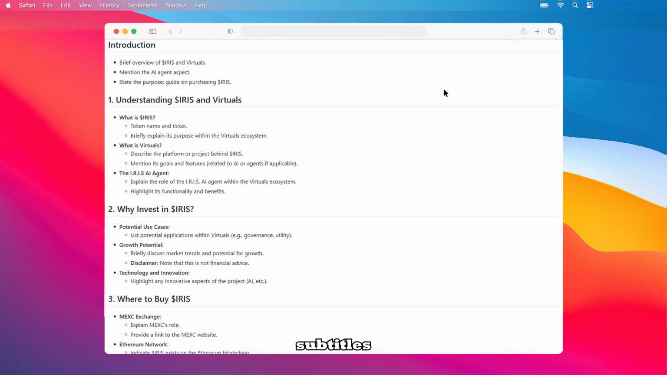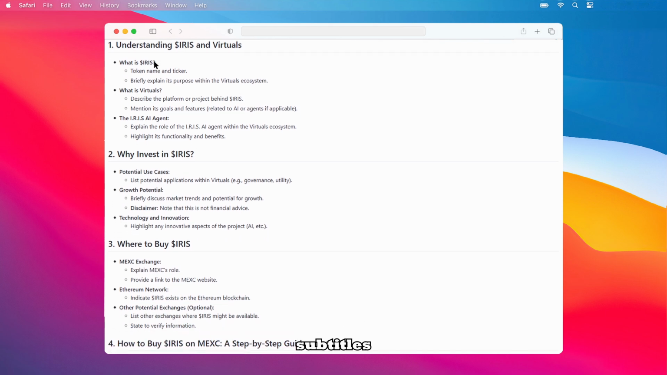First, let's understand what $IRS and virtuals are. $IRS is the token name and ticker, and it plays a key role within the virtuals ecosystem. Virtuals is the platform or project behind $IRS, designed with specific goals and features, potentially related to AI agents. Central to this is the IRS AI agent, whose role is to offer important functionality and benefits within the virtuals environment.